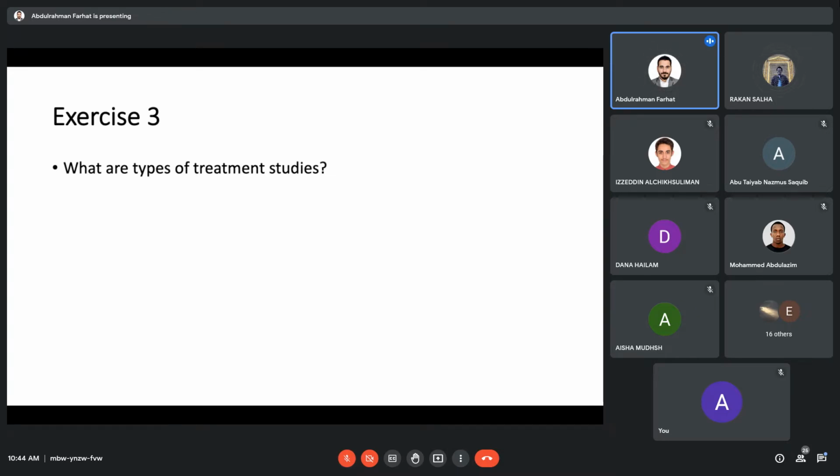So exercise 3. What are the types of treatment studies? It was explained in the very beginning of Dr. Nazmus' lecture. So what do you think? The treatment studies, I believe, are we talking about the trials? One of them is clinical trials in general. Okay, and under clinical trial falls what we call the randomized control trial. That's correct. So one of the treatment or interventional studies is clinical trials, and then the other one is what?